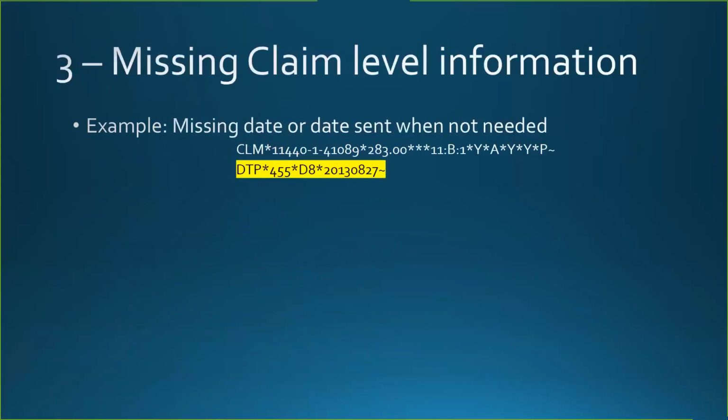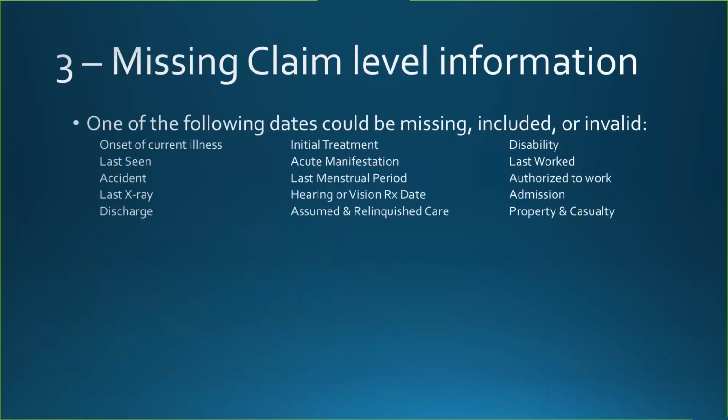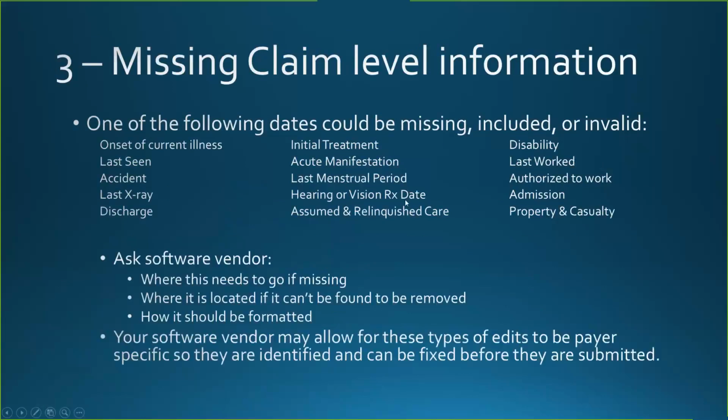The third most common edit is missing claim level information. So this is usually missing dates, or dates are sent when they are not needed. So there are a lot of dates that can be sent in an EDI claim. This is part of what we're talking about. There's much more data that can come to a payer. So I've provided an example of many of the dates, and I would reach out to your software vendor.